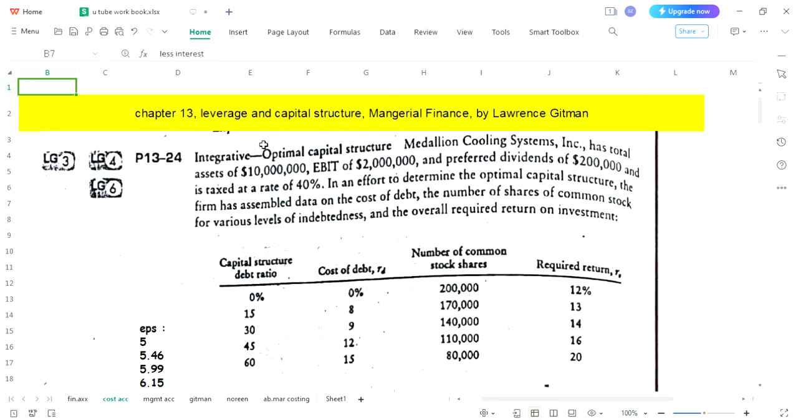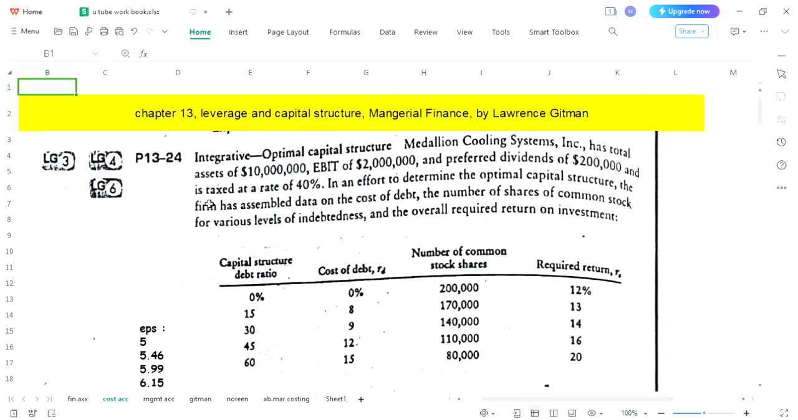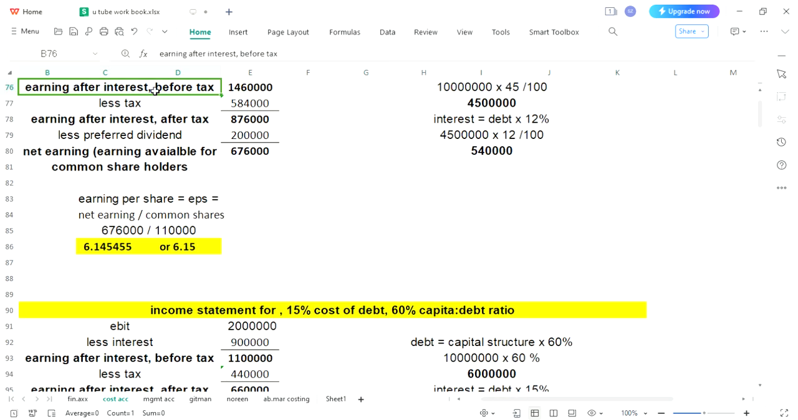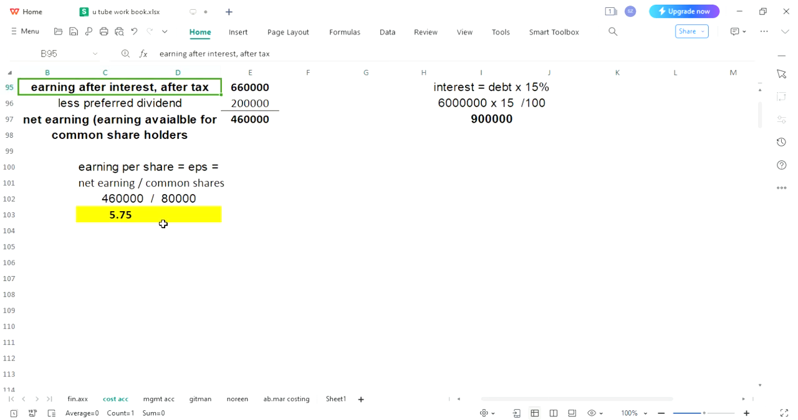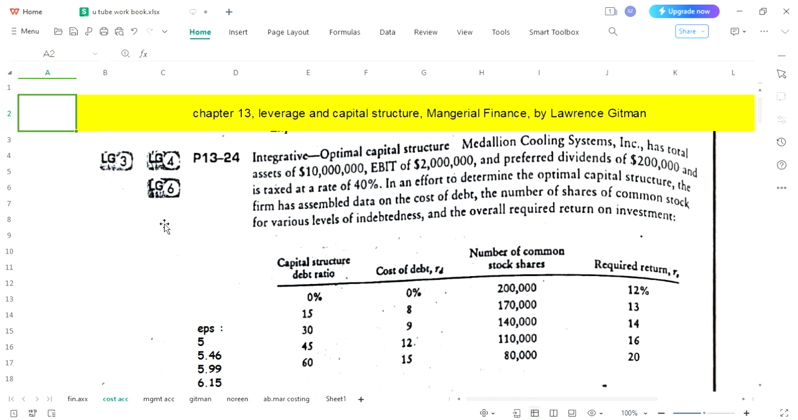Let's get back to the question, and you can see that our common shares are visible, 80,000. So you will just put 80,000 over here. Now we can calculate it. 4,60,000 divided by 80,000. We have got our amount 5.75. Let's see if answer has been changed. No, last answer is 5.75. It means same answer would be written over here, 5.75. It means all EPS have been calculated.